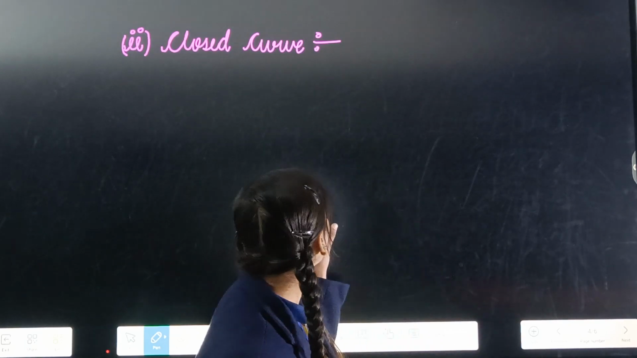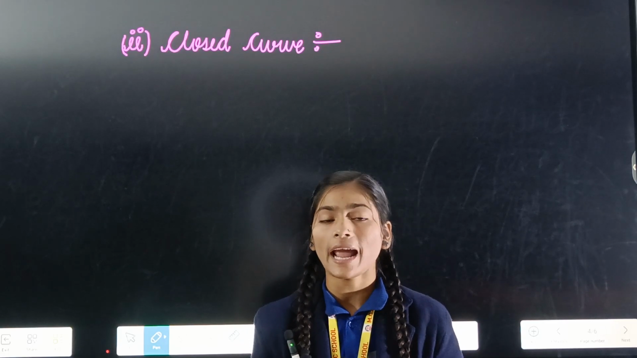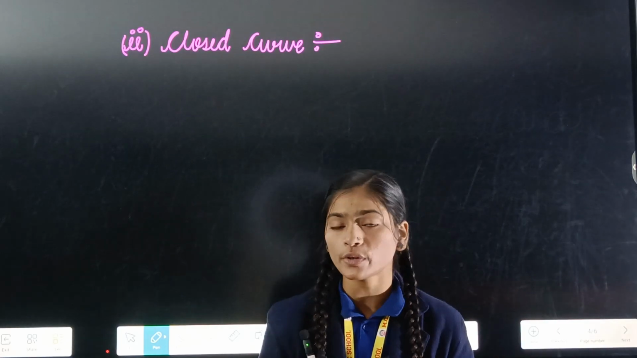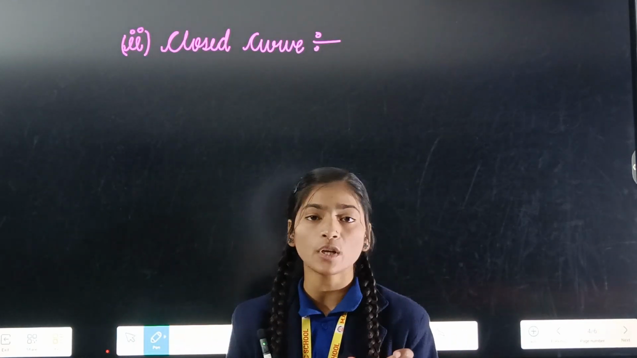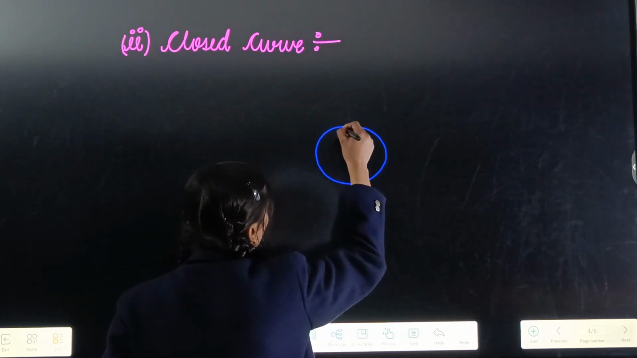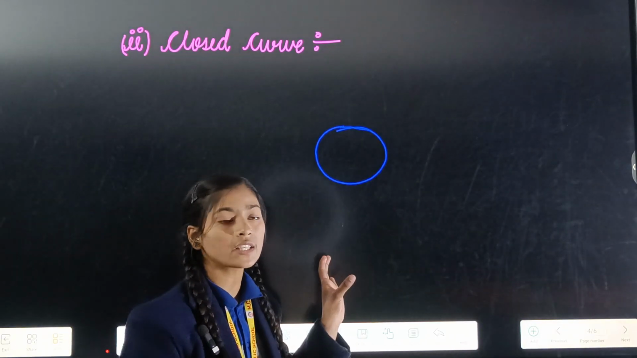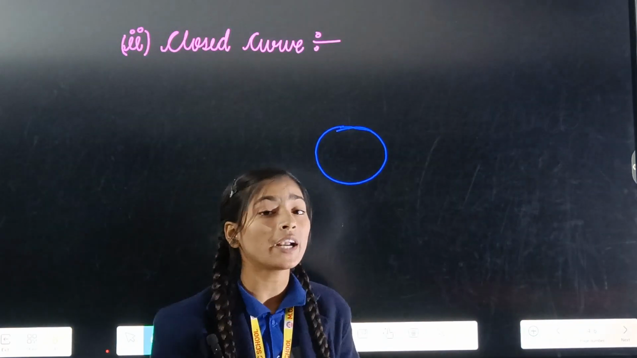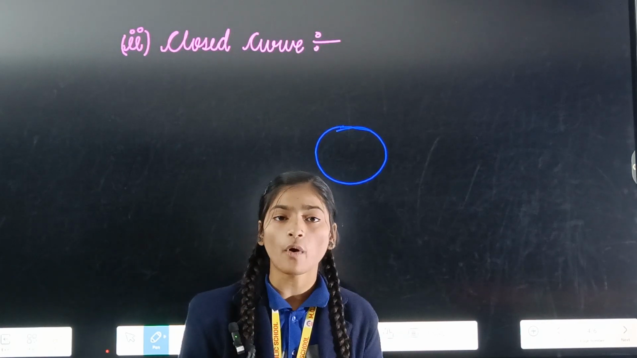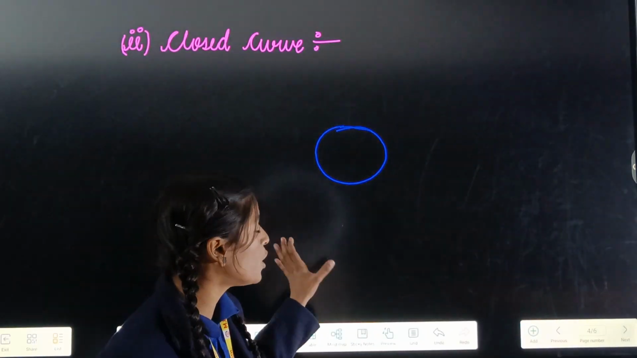Firstly, let us talk about closed curves. A curve whose end point and starting point meet each other is known as a closed curve. An example of a closed curve is the circle. If any student cannot identify the starting point and ending point, this is the example of a closed curve.